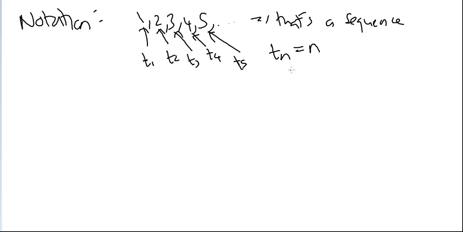Because if I want the first term, T1, then I just set n is equal to 1. So n equal to 1 is the first term, because that's T1. And when n is equal to 1, the right hand side is equal to 1. So we have that T1 is equal to 1. And if we want the 50th term, we just say T50, which is equal to 50.